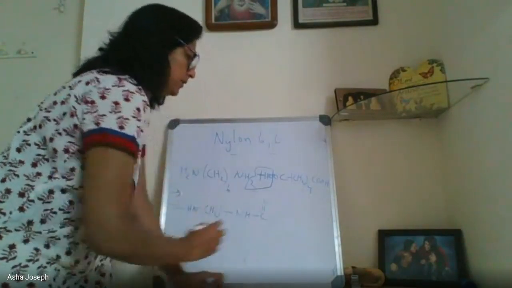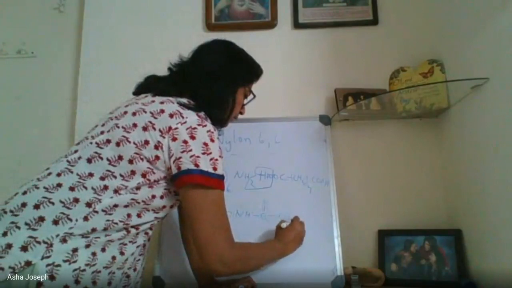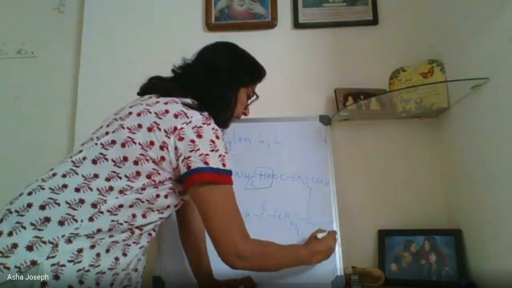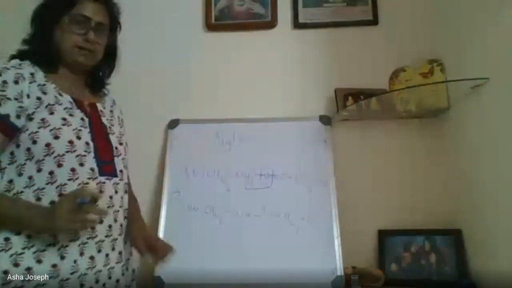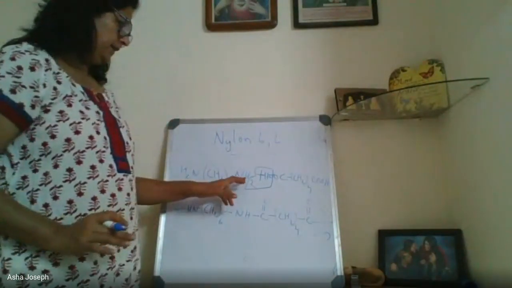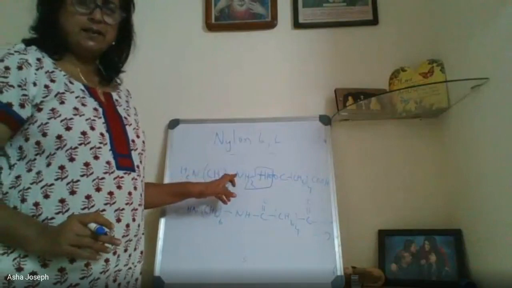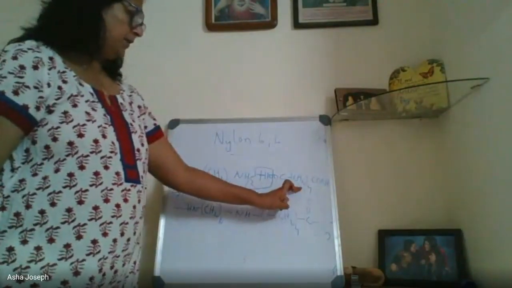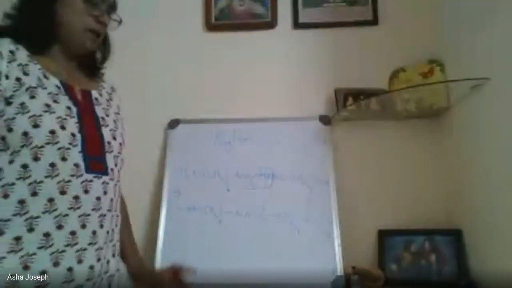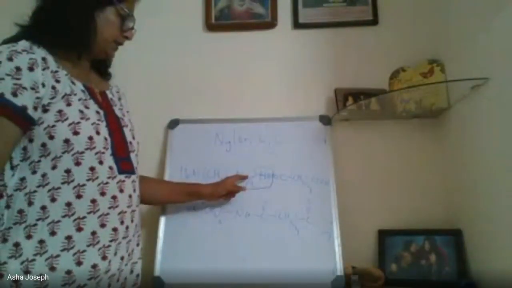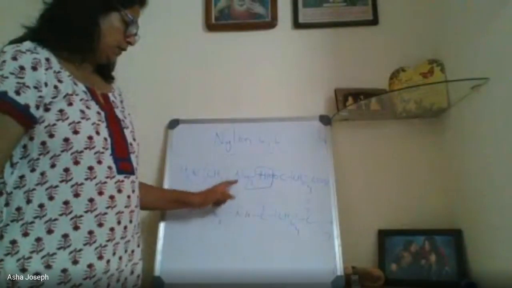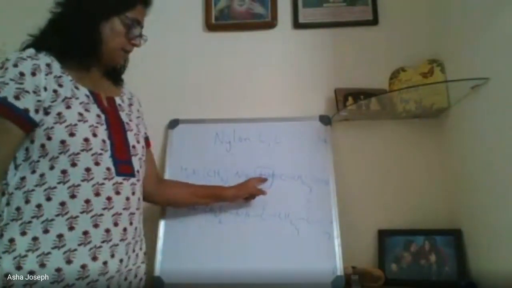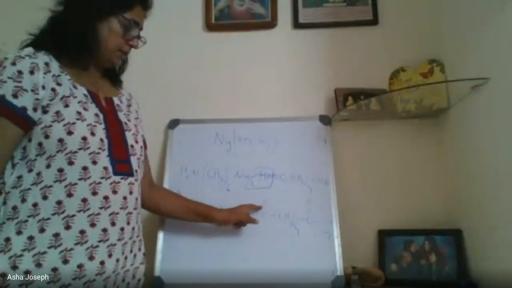CO means C double bond O. CH2 4 times, C double bond O, N times. I will explain why this is happening. See, this is only a dimer, one molecule of hexamethylene diamine and one molecule of adipic acid. And so the dimer, what is the elimination of water? So NH2 becomes NH and COOH, OH from COOH, so NHCO.